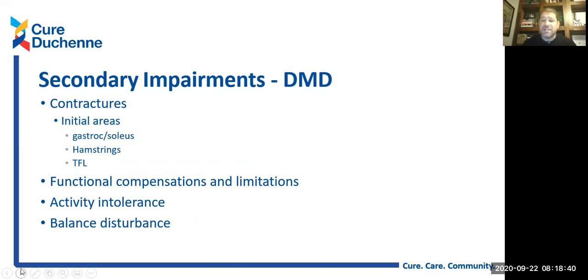Activity tolerance. As the kids start having difficulty with things, they're just going to start shying away from those activities that are difficult. That's important to look at, because from a psychosocial perspective, we want the kids to be involved in their environment with their friends, doing different things with their family. If they're going to take themselves out of the equation and be doing less, that could lead to depression and other things like that. And then also secondary impairments are balance disturbances.